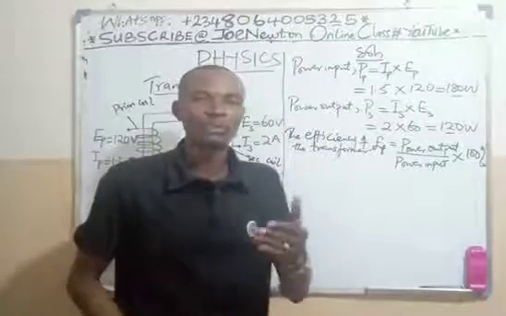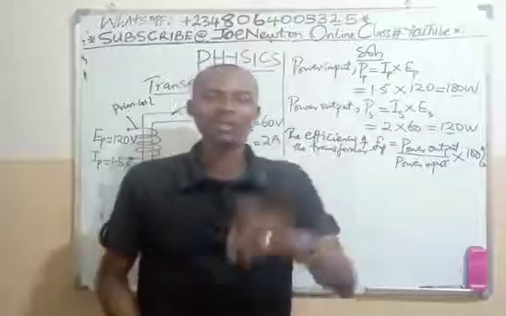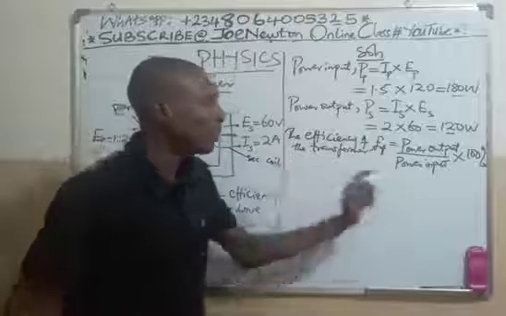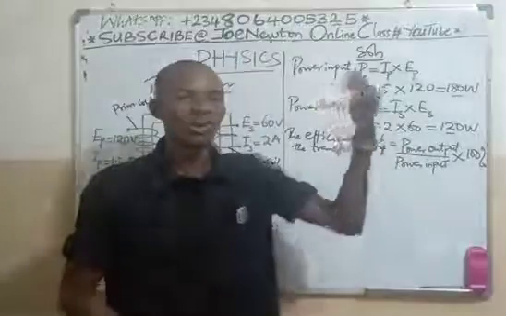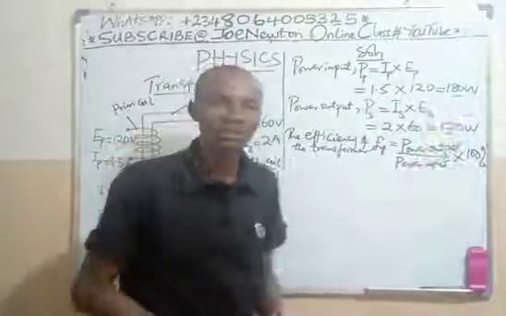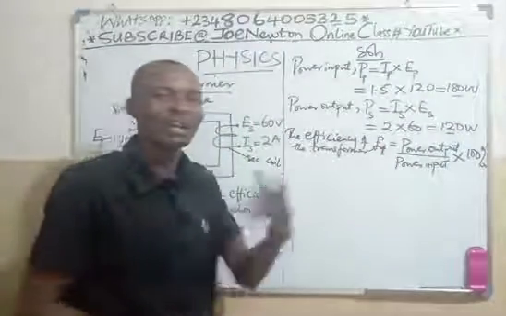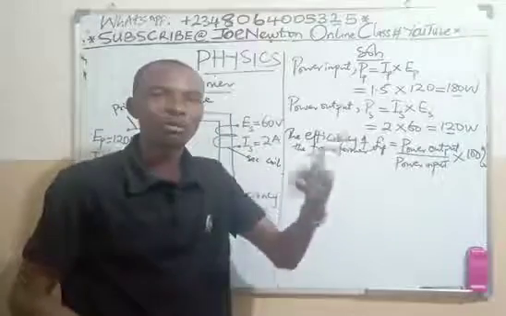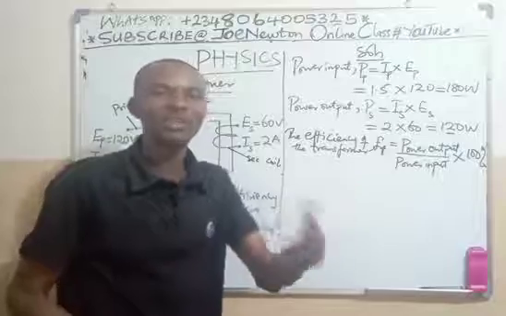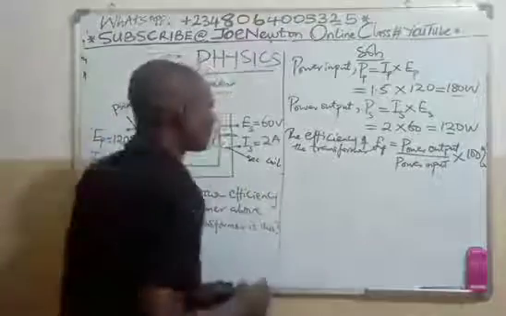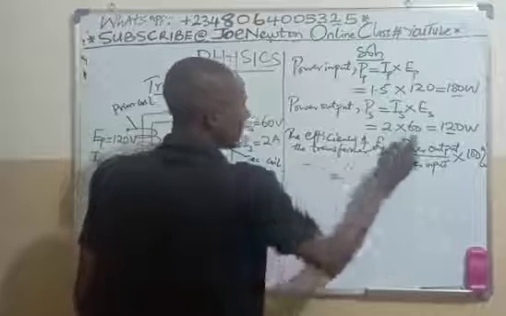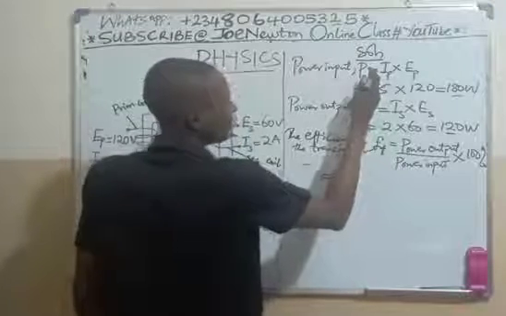So the essence of productivity of that device expressed in percentage, that's the efficiency. So the efficiency is power output over power input. That is power in the secondary coil over power in the primary coil times 100%. Of course, efficiency of any device, even mechanically, is the output work or output effect over the input effect times 100%.